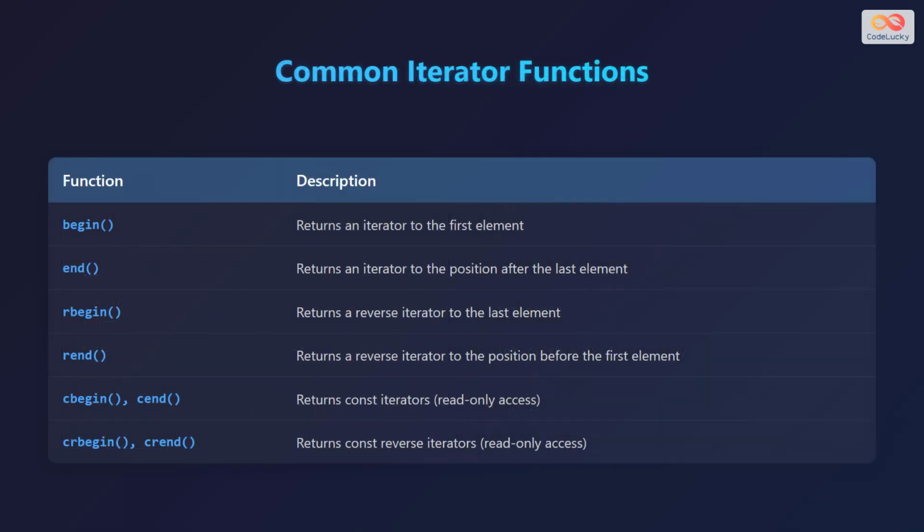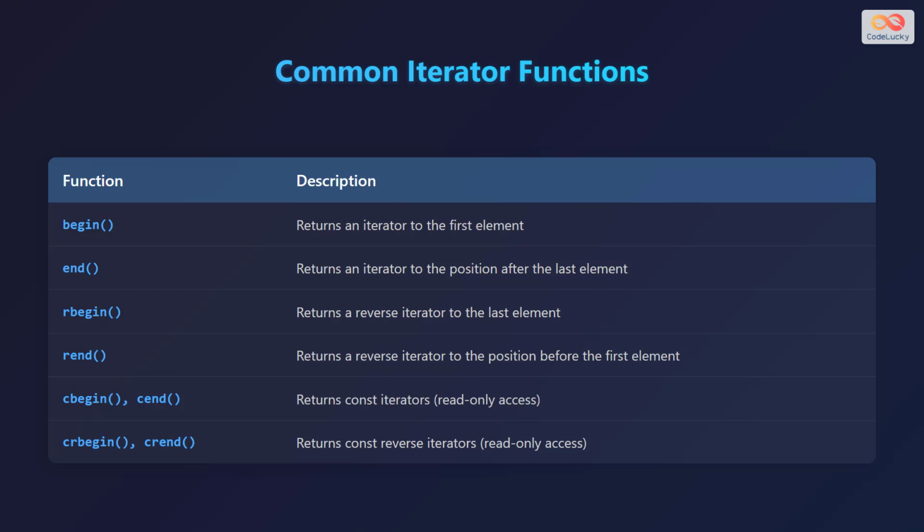Now let's explore some commonly used iterator functions in C++. The begin function returns an iterator pointing to the first element of a container. The end function returns an iterator pointing to the position after the last element in the container. The rbegin function returns a reverse iterator pointing to the last element of the container. The rend function returns a reverse iterator pointing to the position before the first element in the container.